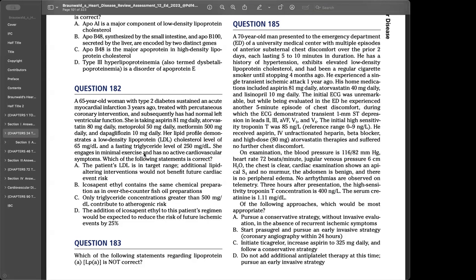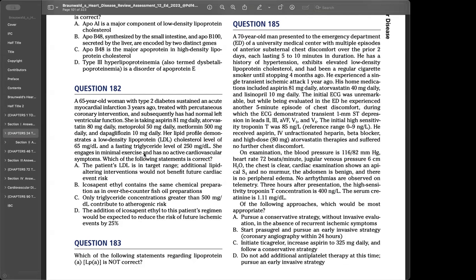Cardiac examination shows an apical S4 and no murmur. The abdomen is benign and there is no peripheral edema. No arrhythmias are observed on telemetry. 3 hours after presentation, the high sensitive troponin T concentration is 400 nanograms per liter. The serum creatinine is 1.11 milligrams per deciliter.